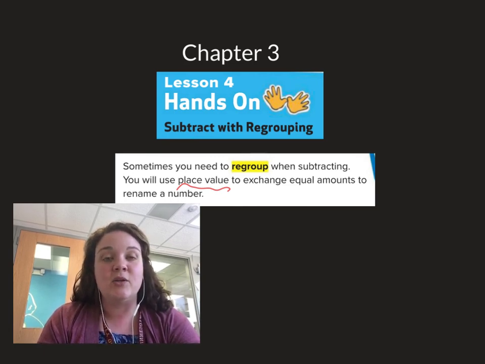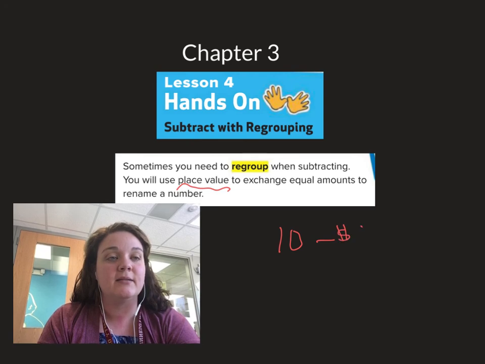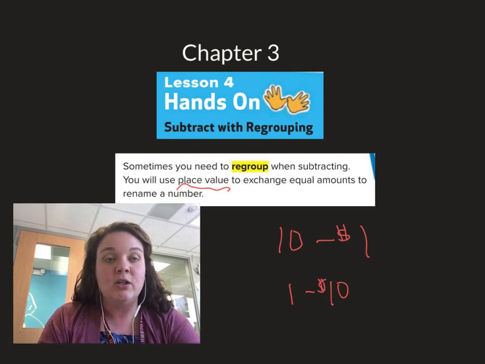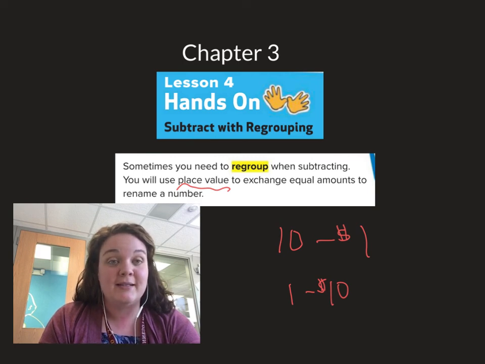So how I like to view this is if you have 10 $1 bills, you could go to the bank and say, hey bank, I would like to exchange it for one $10 bill. Now you're not having to walk around with 10 $1 bills in your wallet. You only need to walk around with one $10 bill. So we're going to do some exchanging here so that we are able to subtract. Let's jump right in.